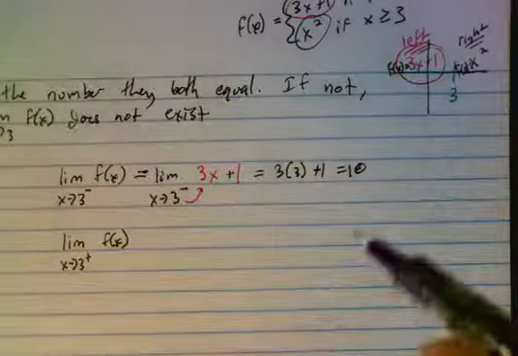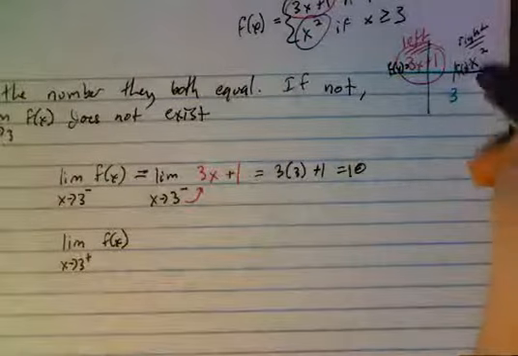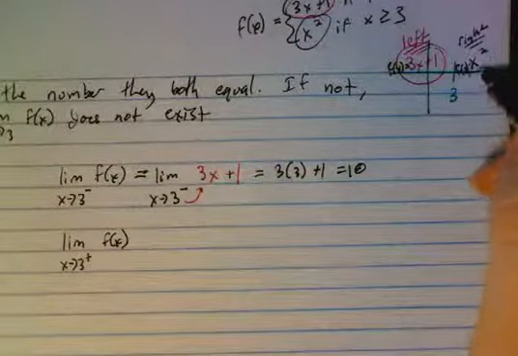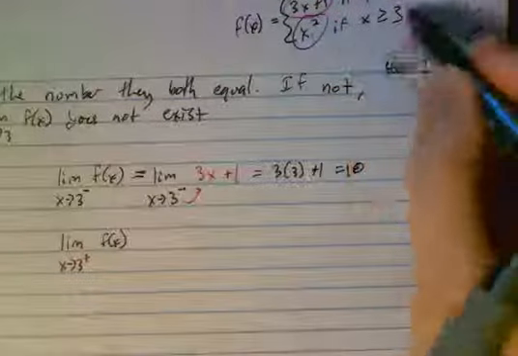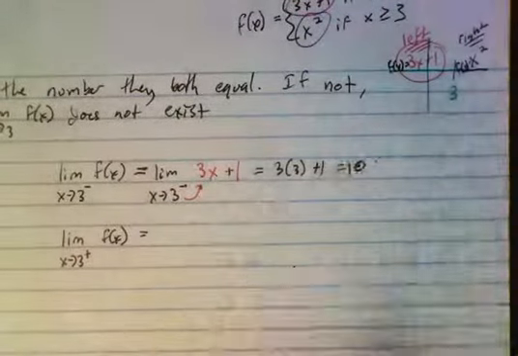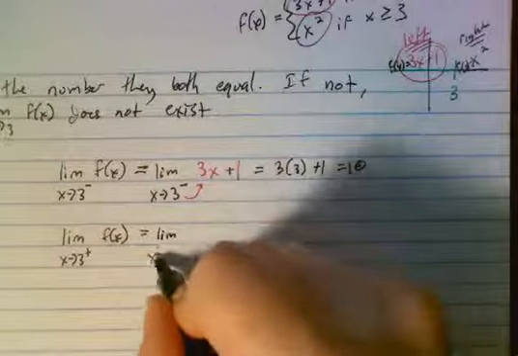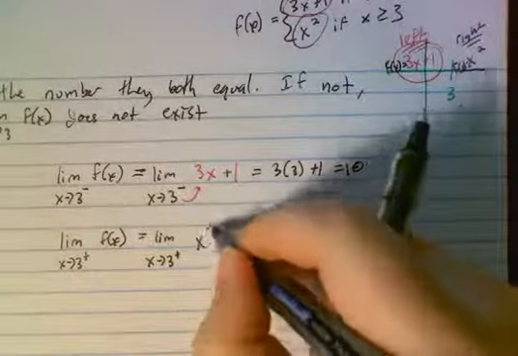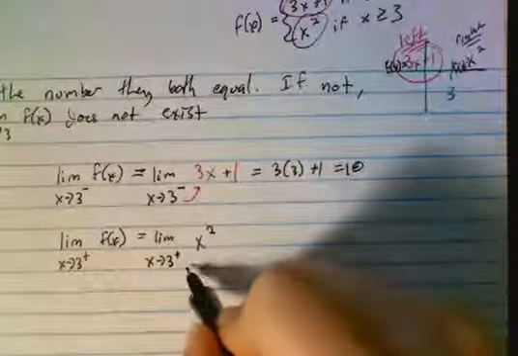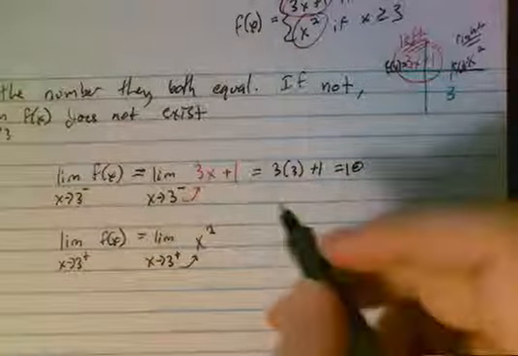On the other hand, here I'm working as we approach 3 from the right. So I want to use the function that's on the right, the function for greater than 3. So that means we're going to have the limit as x approaches 3 of x squared. And I'm still just going to plug that 3 right in there.